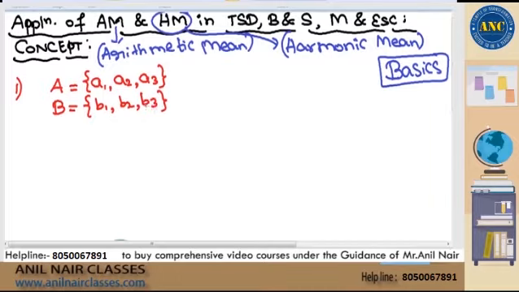Right? I will call the elements of B as B1, B2 and B3. What I will do is, I will call these elements of A, A1, A2 and A3. Let that be in arithmetic progression.